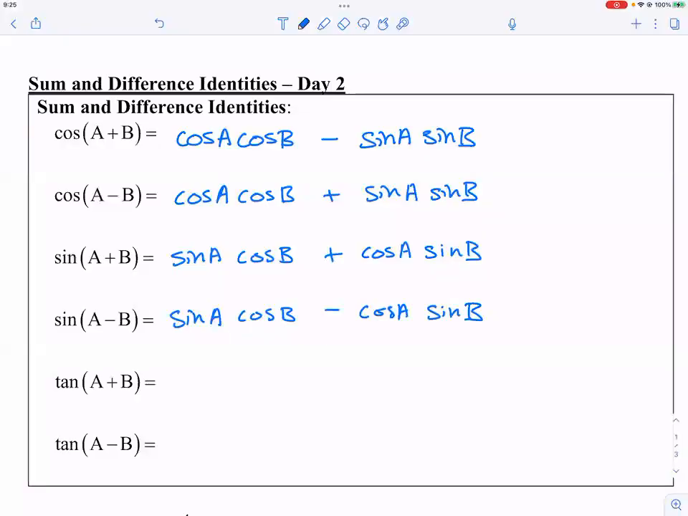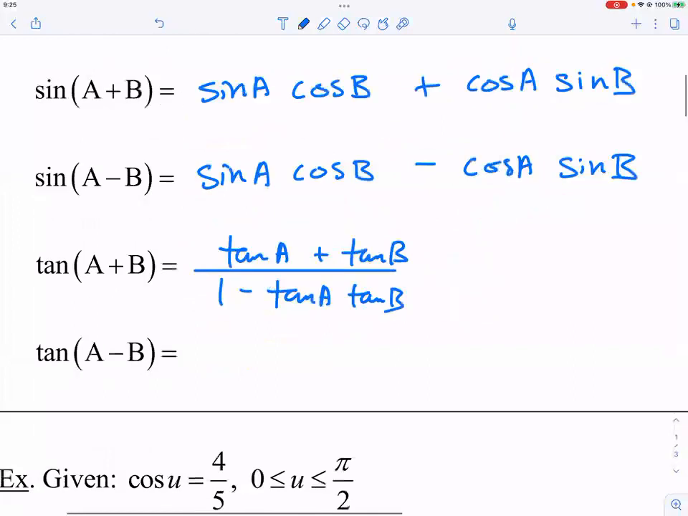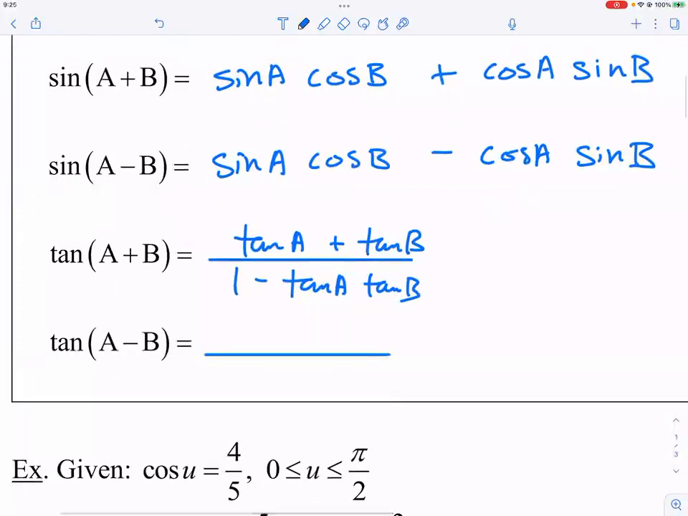All right. And then we have tangent A plus B. Tangent A plus B is tangent A plus tangent B, over 1 minus tangent A tangent B. And then for tangent A minus B, it is tangent A minus tangent B, over 1 plus tangent A tangent B.